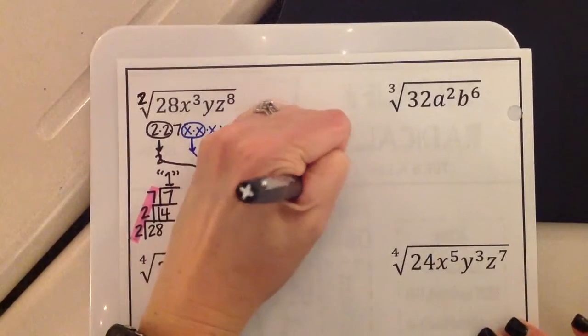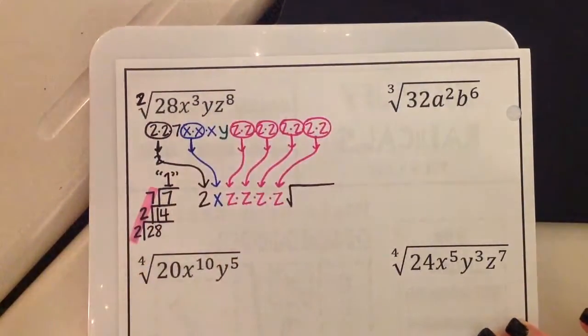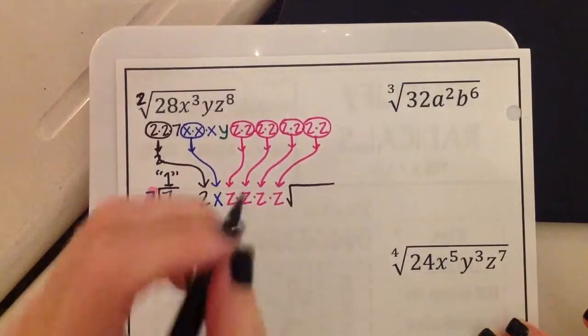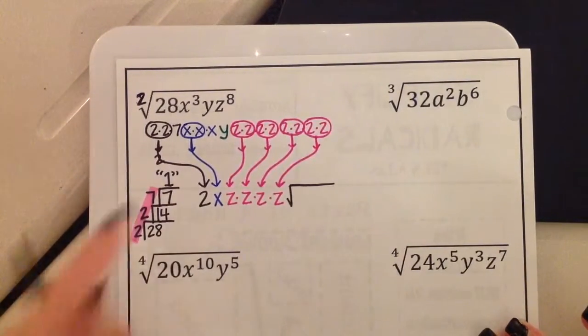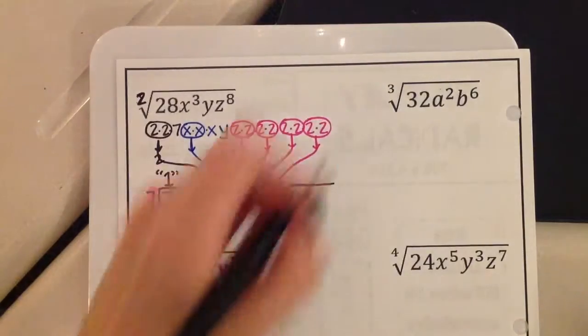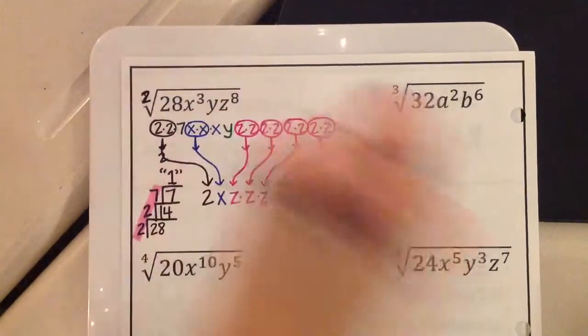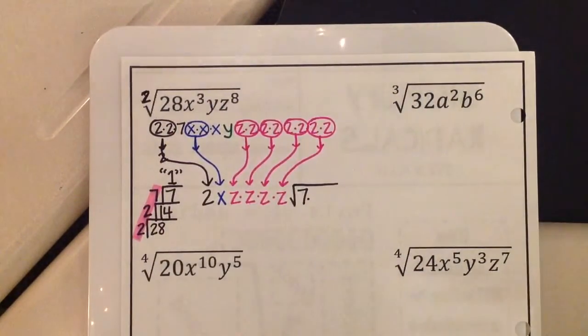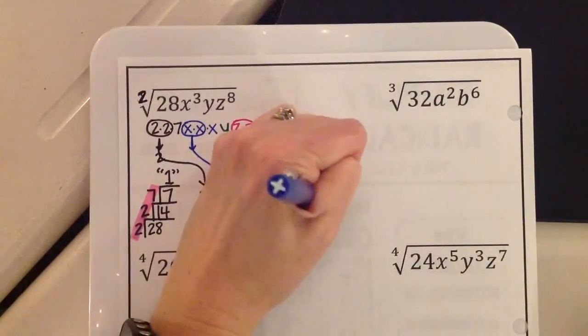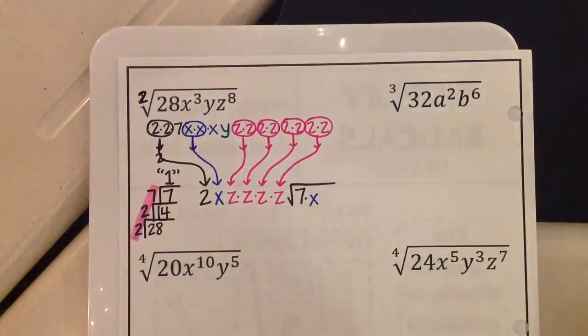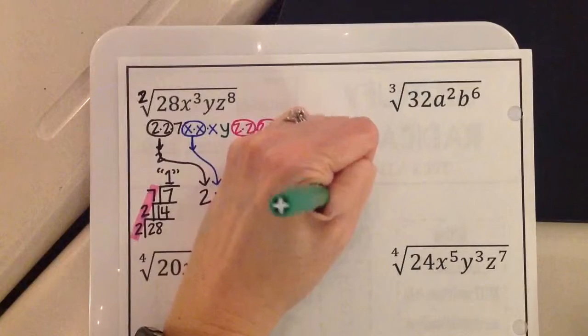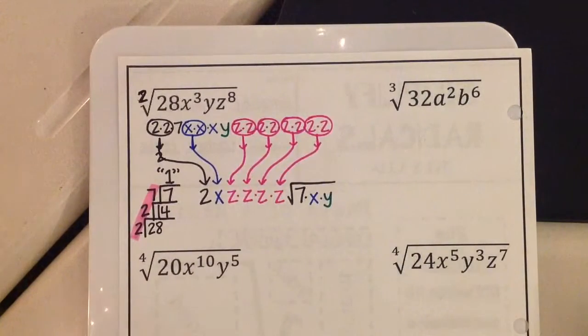And now I'm going to put my square root, because these are moved out, they're no longer in the radicand. So I'm going to put my square root, and now I'm going to write everything that was left. Well, I had a prime factor of 7 left. I had 1x left underneath the radical symbol. And I also had one y left under the square root symbol, under the radical.